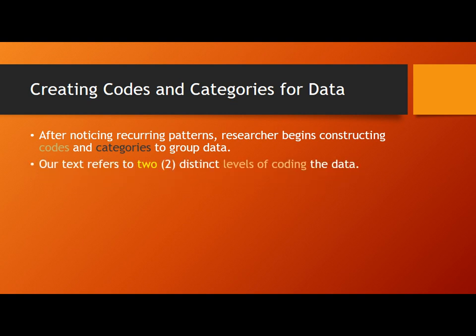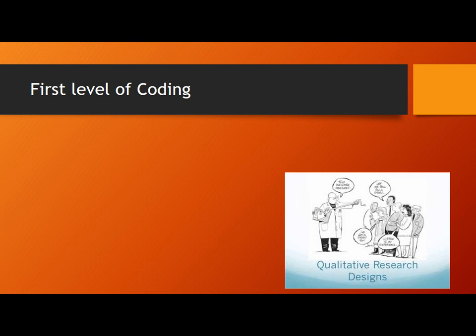Okay, our text refers to two distinctive levels of coding the data. Most students find this pretty useful. It gives a little bit of structure and direction to how you would manage data that you collect in a qualitative sense. Okay, oh, here we are. A little comic for you. You're getting a researcher trying to collect data qualitatively. Let me go into the codings for you.